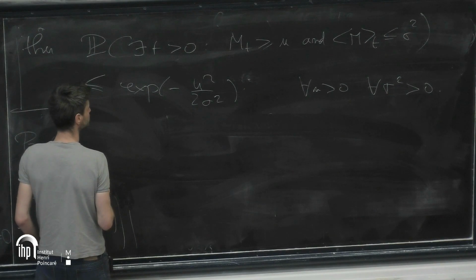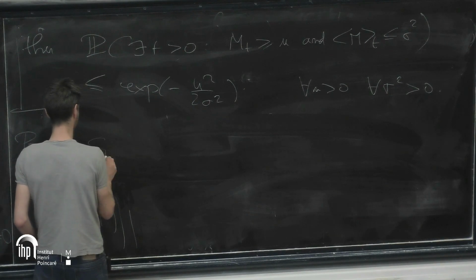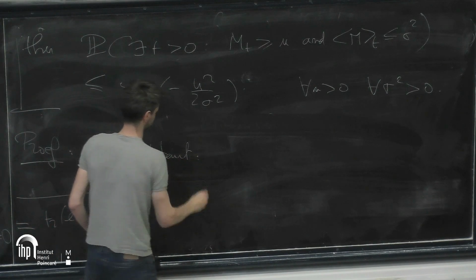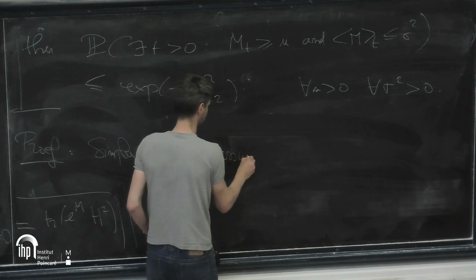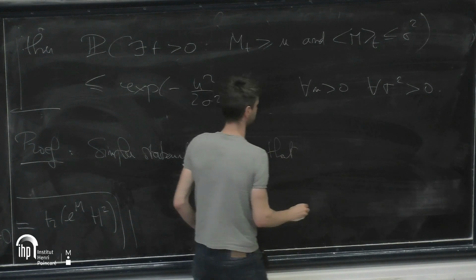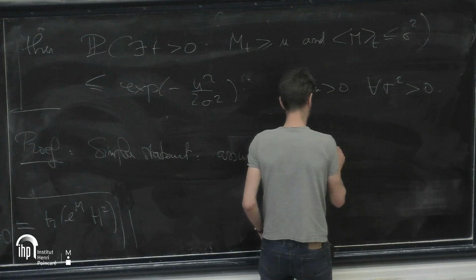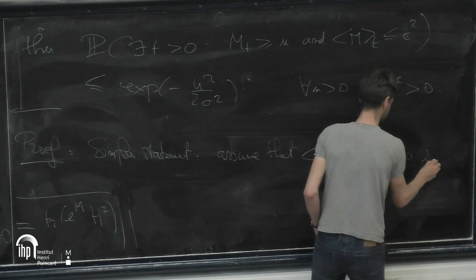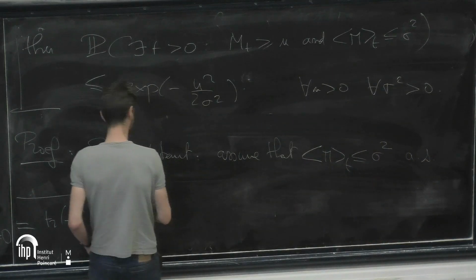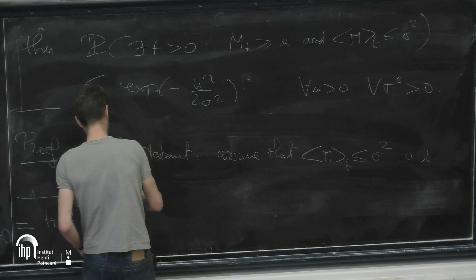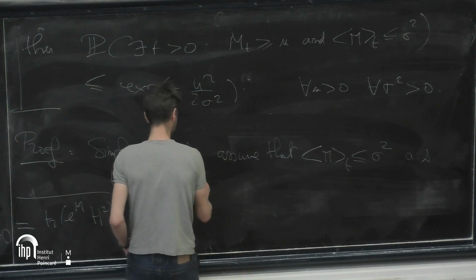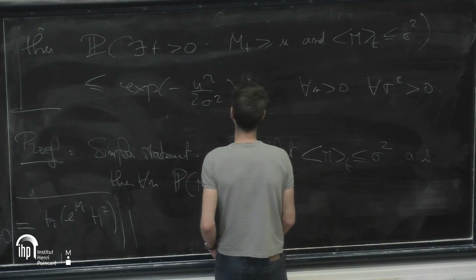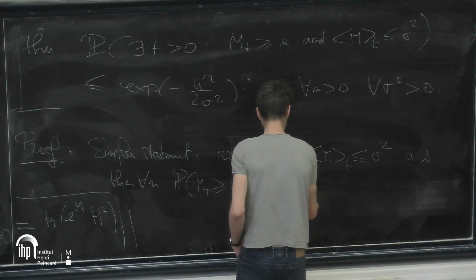Let's prove just a simpler statement. Start with a simpler statement. So assume that the quadratic variation MT is less than sigma square, almost surely. Then, for every U, the probability that MT is larger than U is smaller than, so the same conclusion.